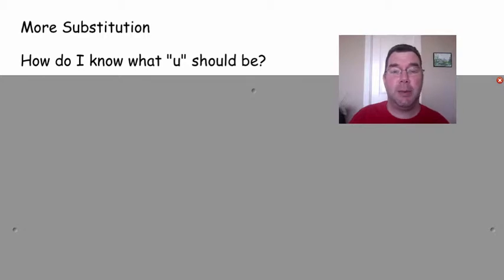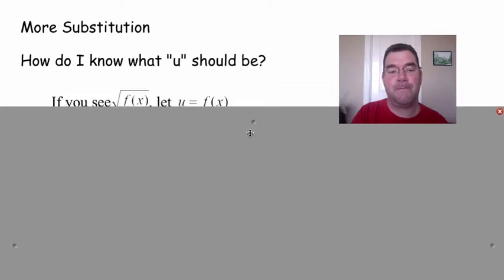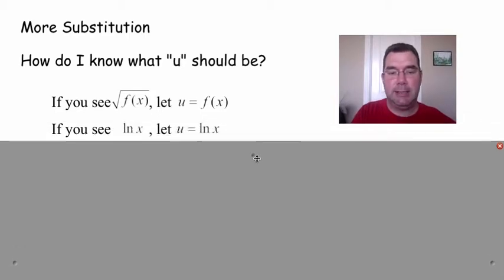And the question comes up, if I'm using that technique, what should I allow U to equal? What should that function U be equal to? So I'm going to give you some tips, and then I'm going to go over a couple of examples of some of them. If you ever see the square root of a function, then U should be that function that's underneath the square root. That's my first tip for you.